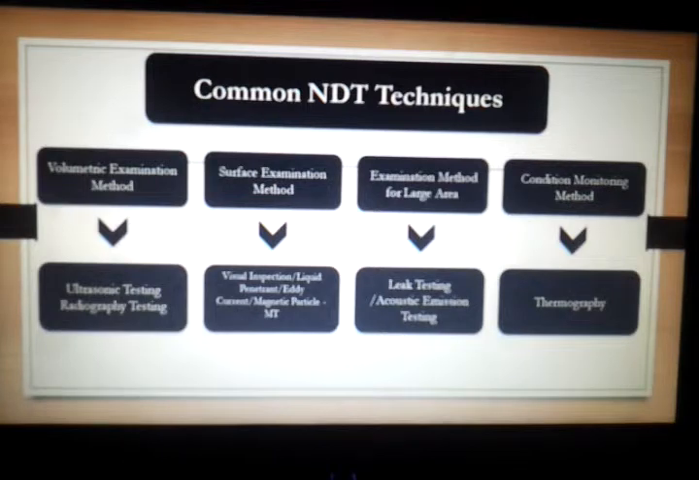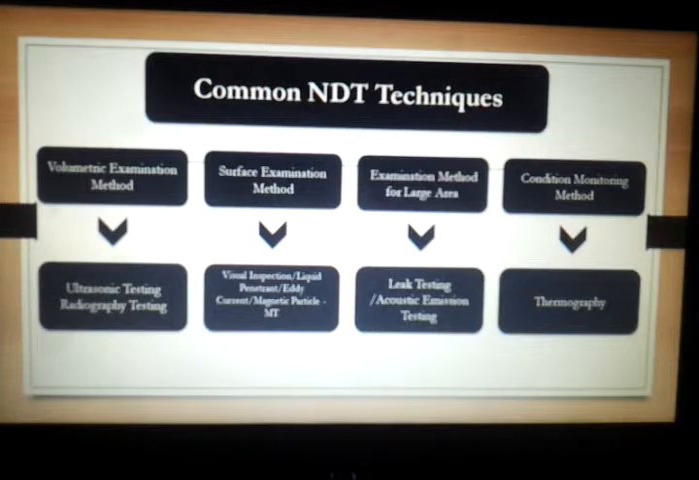So common NDT techniques used are the volumetric examination methods, which are further categorized as ultrasonic testing and radiography testing. Then there are surface examination methods, which are visual inspection, liquid penetrant, eddy current testing and magnetic particle testing. Then examination methods for large areas, that is leak testing and acoustic emission testing. These are basically used to find defects in bridges, big monuments and big structures. And condition monitoring method, that is thermography.